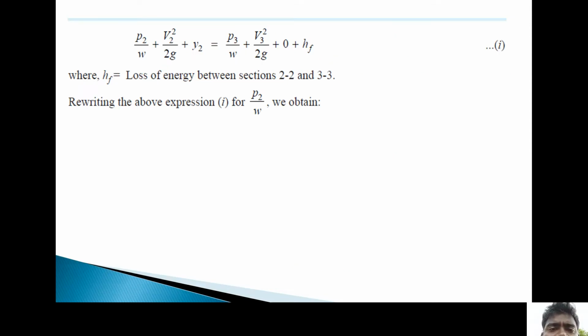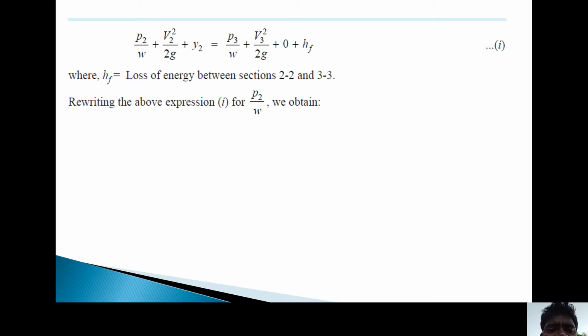Next, P2 by W plus V2 square by 2g plus Y2 equal to P3 by W plus V3 square by 2g plus 0 plus HF. HF means head losses due to the friction in part 3, and Y3 equal to 0 means there is no datum head. From tail race to draft tube end point, there is no height. Y2 is the height of the draft tube from bottom to the second portion.